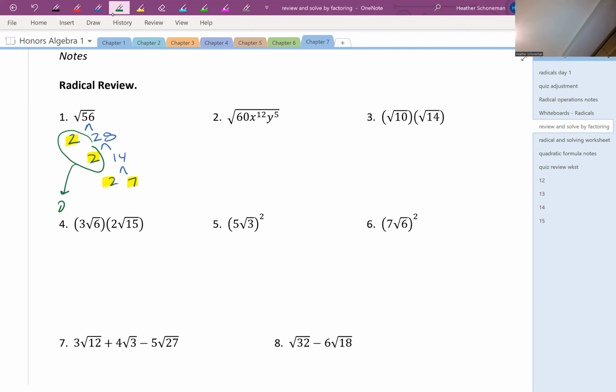Each pair represents one number outside of the radical. Anything not paired up gets put underneath the radical. And if you have more than one thing inside or out, it gets multiplied. So this is 2 square root 14.